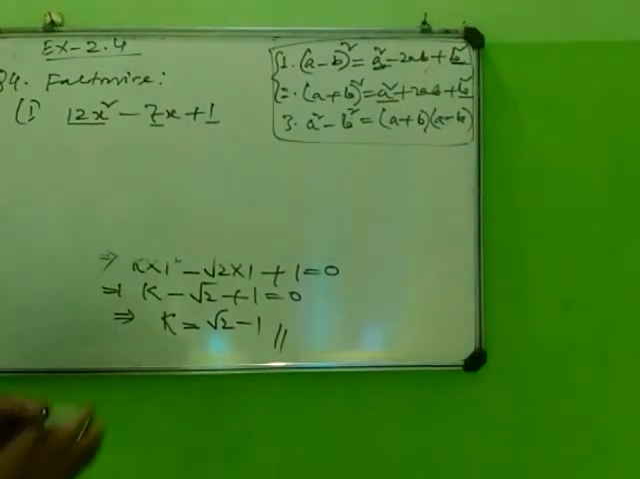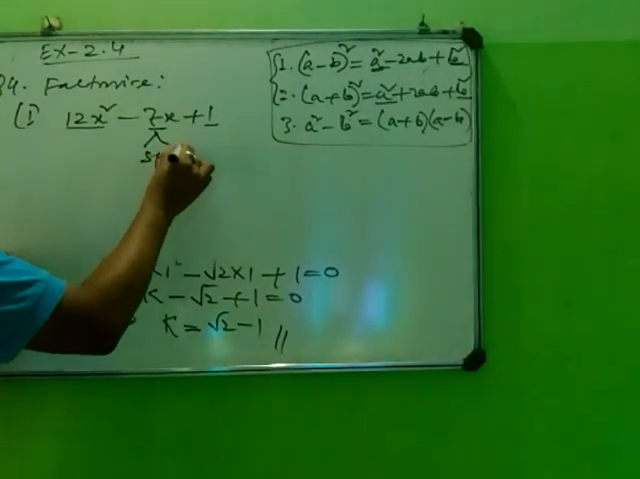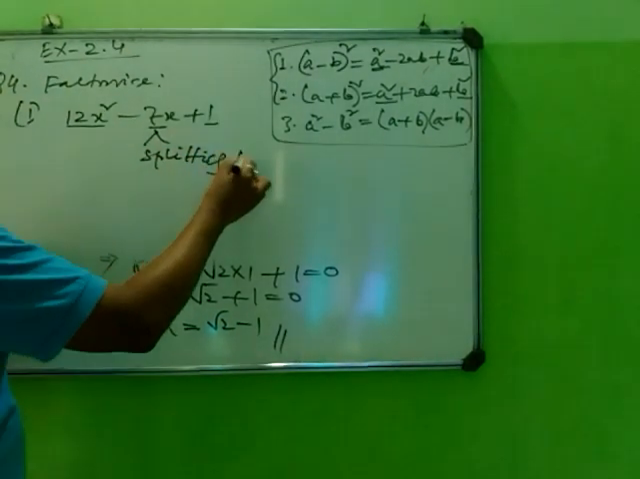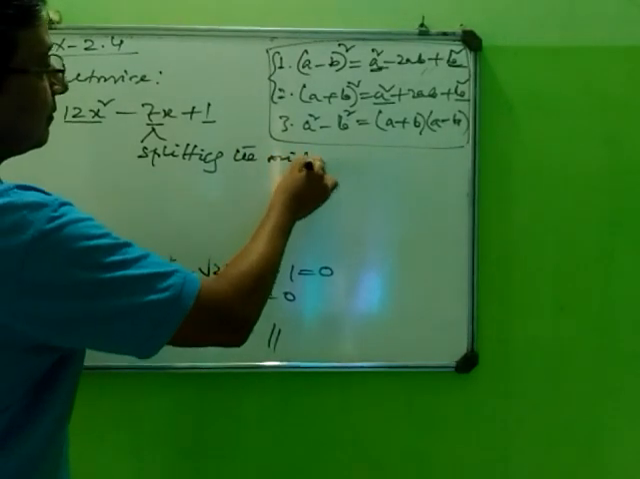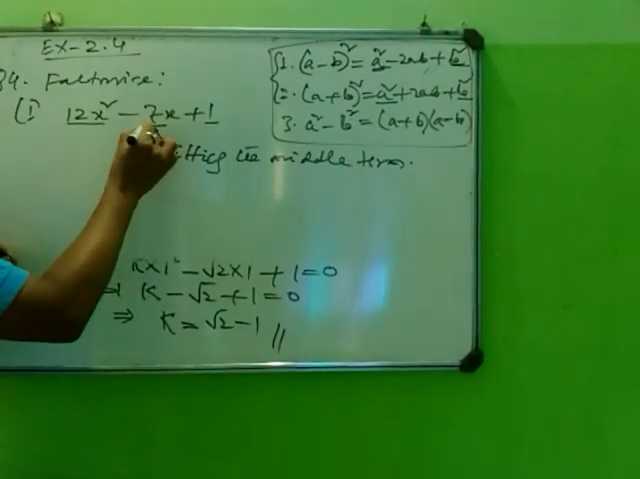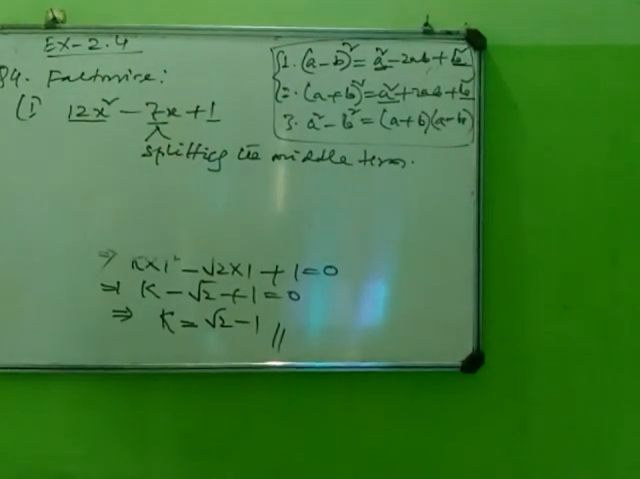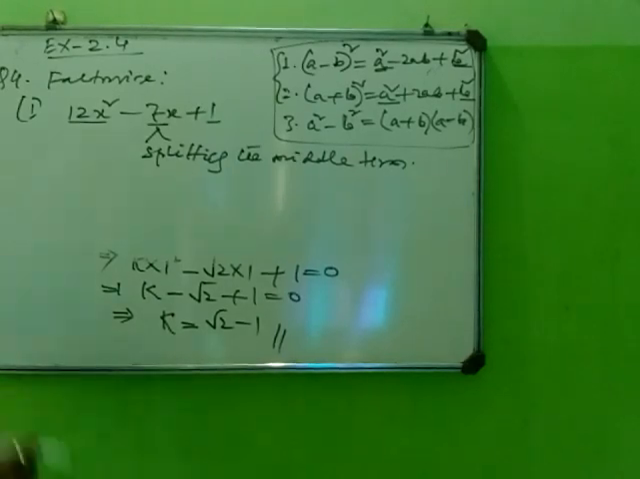What you will do is you are going to split this middle term. That is called splitting the middle term. You have got it in class 8. That means this 7 is the middle term. You are going to make it into two parts. So now, how to do?